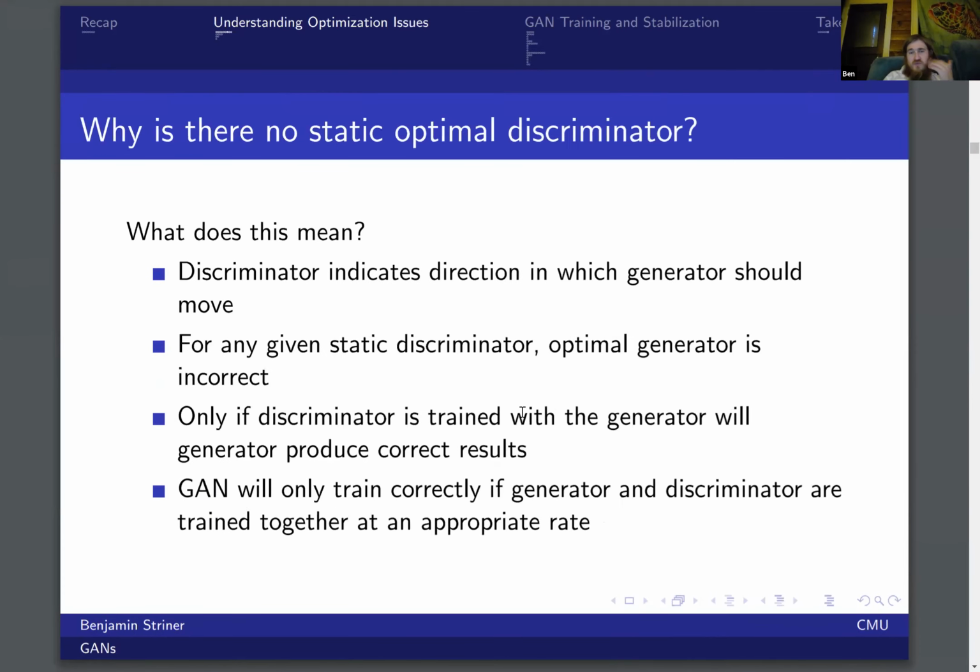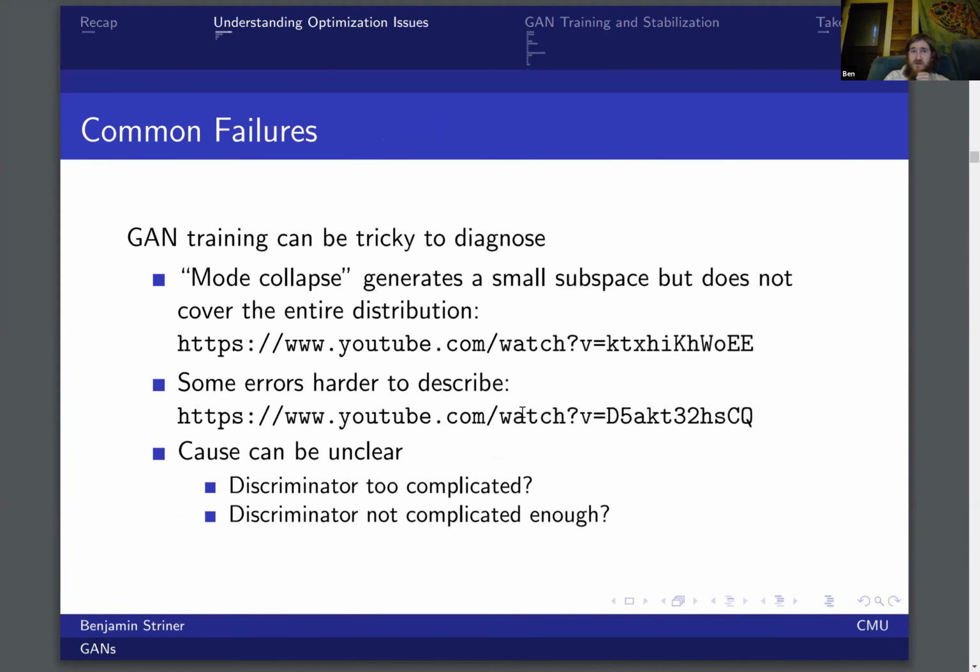So really, that's one of the core reasons why GANs are hard to train, because you can't just do one or the other. They have to go back and forth. And this leads to a lot of different failures of GANs. Some of the common failures that you'll see, one of them is called mode collapse.